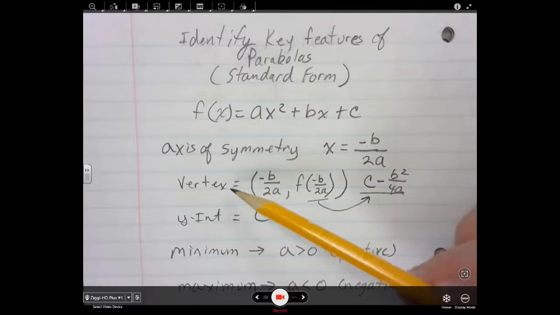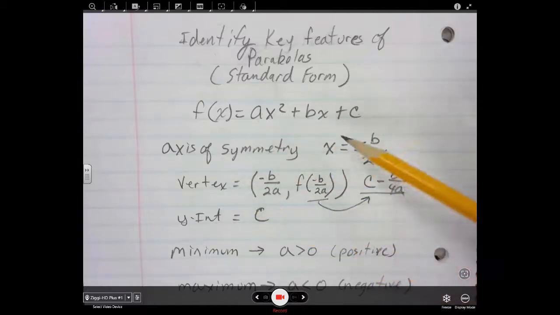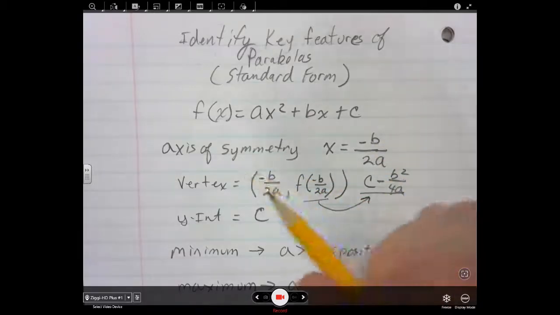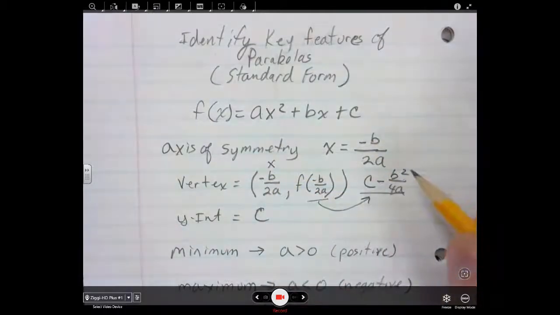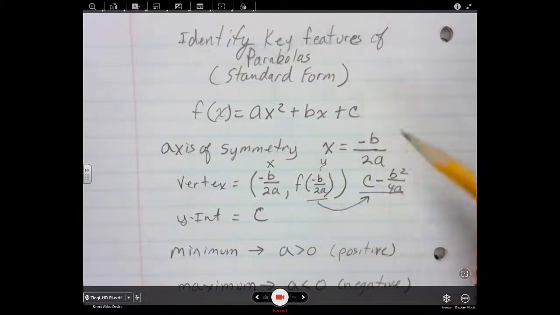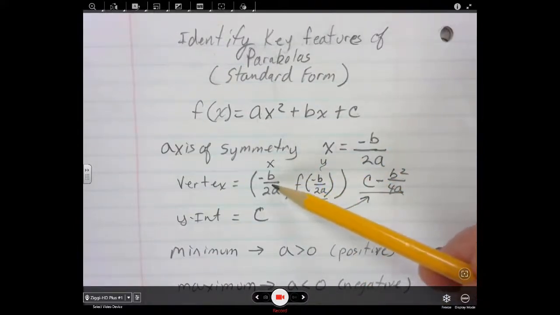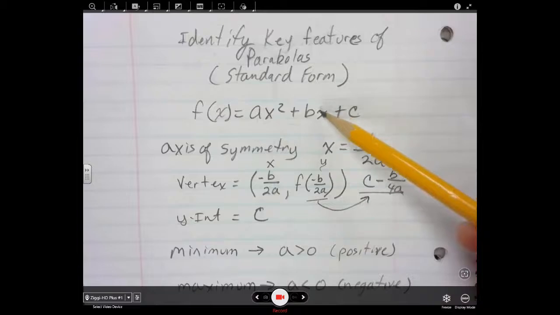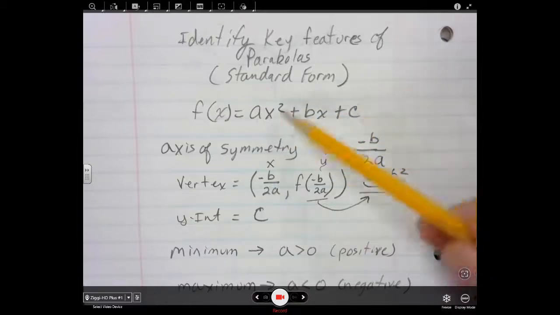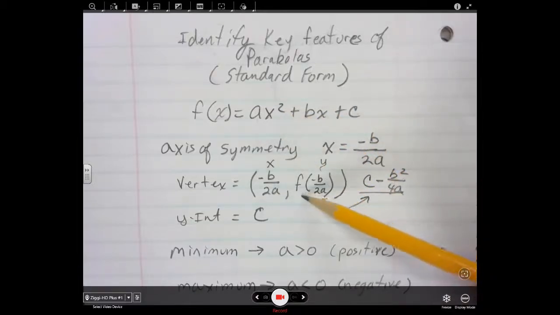Okay, so the next thing we'll find is the vertex. Now the vertex has to have the same value for x as the axis of symmetry. So whatever this number is, that goes right here for your x value. Now your y value can be determined by taking whatever this x is, substituting it back into your function here, and letting it calculate or output some value. That's all we have, f of negative b over 2a.